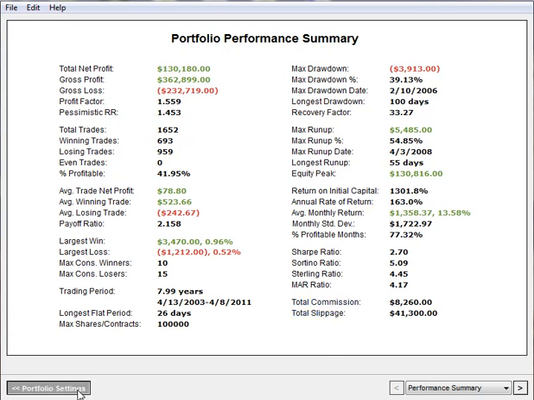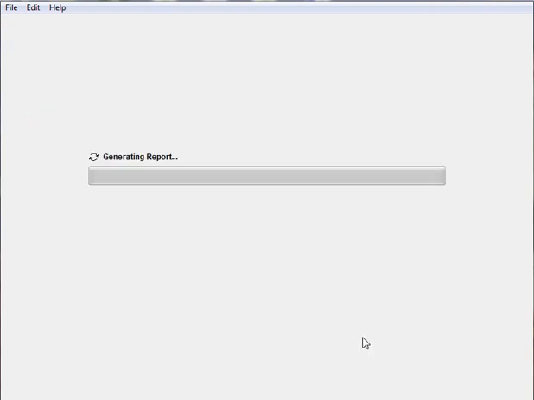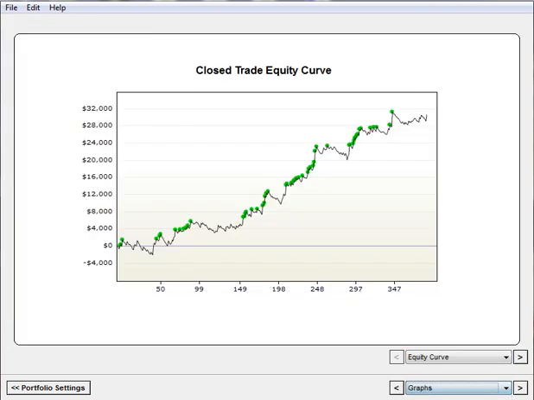But let's take a look at what would happen if we set a custom date range using only 2 years of data from 4/6 of '09 to 4/8 of 2011 and generate the same report from the same data, but only over a shorter period of time. Now, as this report is generated, we might expect to see the equity curve graph look slightly different. And here it looks a little choppier.